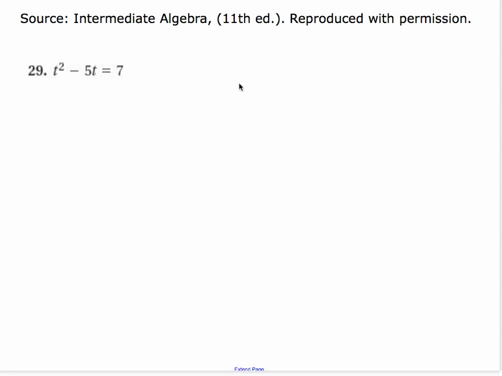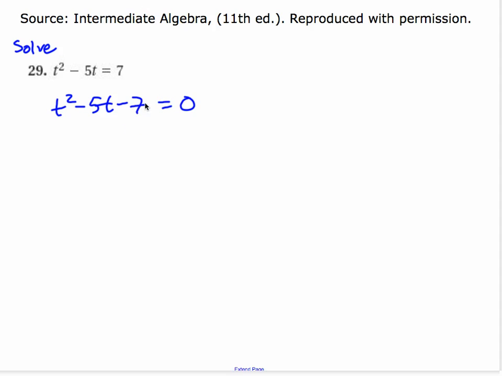Here's a nice question where we're asked to solve for t. So the instructions at the top here say solve. First off, I see it's a quadratic, so immediately I'm going to write it in the normal quadratic format, bringing the 7 over to the left side. Then I'm going to see if I can factor it.